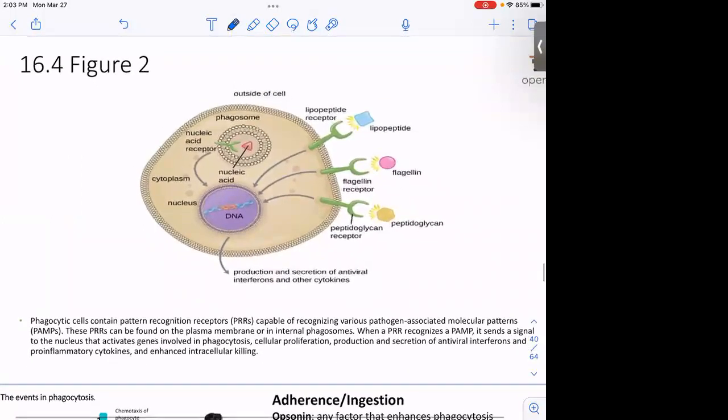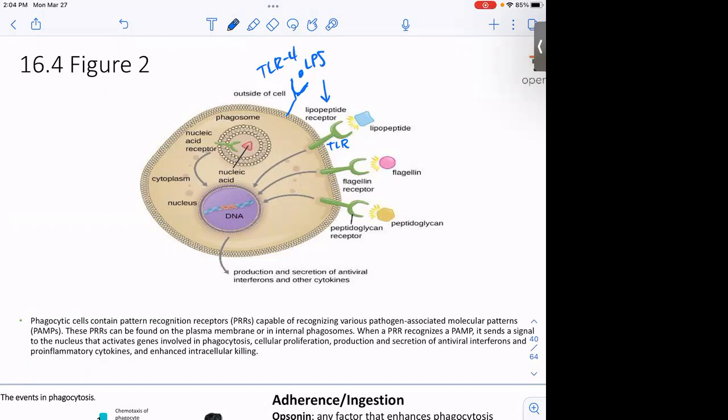Okay, so this is your book's figure. Not crazy about this figure, but anyway, this is the one that I posted. So here in green, these are the toll-like receptors. I'm not sure what they mean by lipopeptide, but TLR4, for example, will recognize lipopolysaccharide. That's sort of the most famous one. And the people that figured that one out got a Nobel Prize for it.